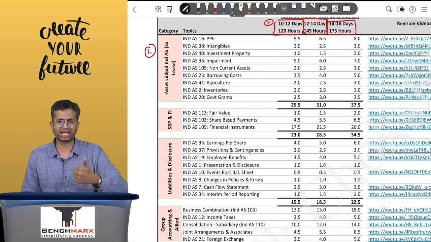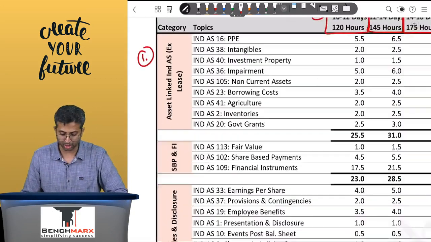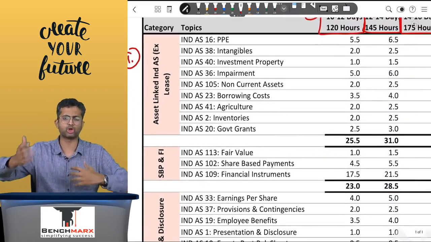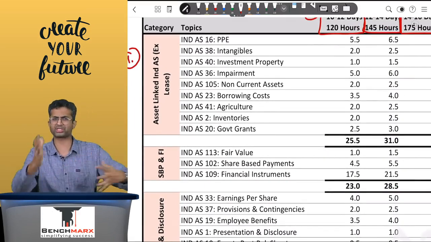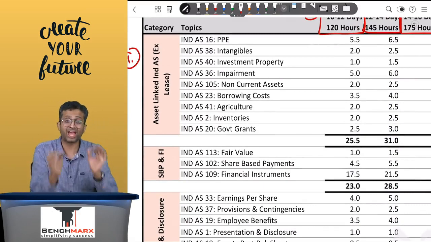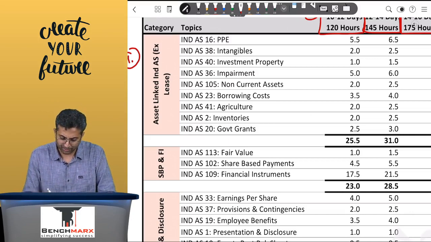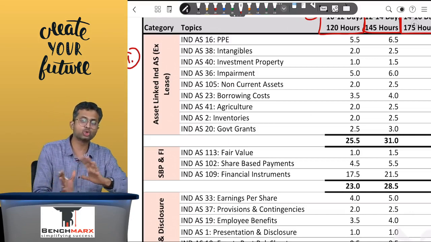by studying all asset linked standards. So when I look at asset linked standards, we start with property, plant and equipment, then going into intangibles, investment property, impairment, non-current assets held for sale, borrowing cost, agriculture, all of these, except for leases. Here we will also cover government grants. So except for leases, everything else you do as the first part.